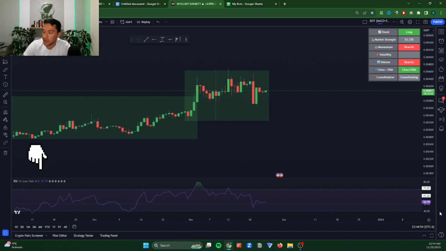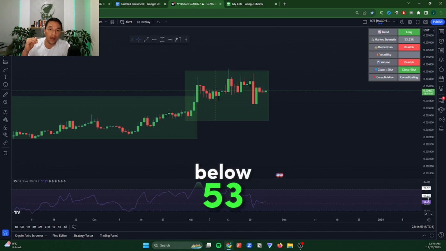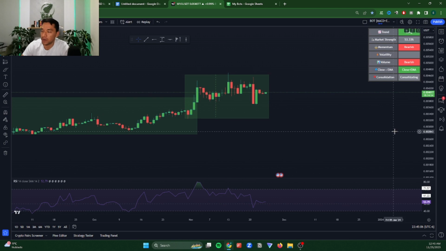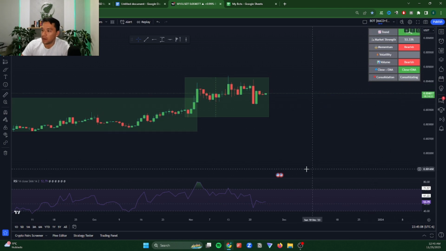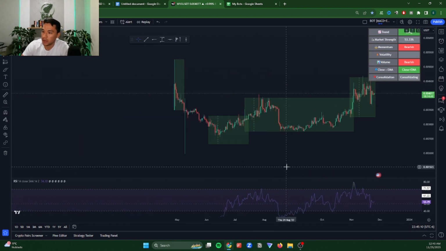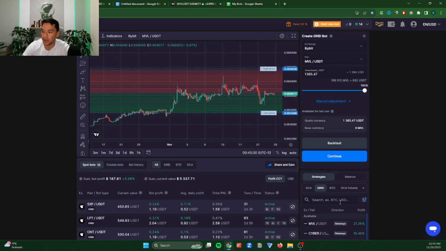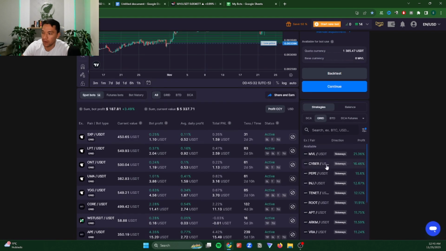In this case, it's sitting at about 52.79, and I recommend below 53. So in this case, it's kind of okay, right? Like, it's not the best, it's not the worst. But it has not been trading for more than 6 months. I'm gonna keep looking for another coin and see if I find something better.